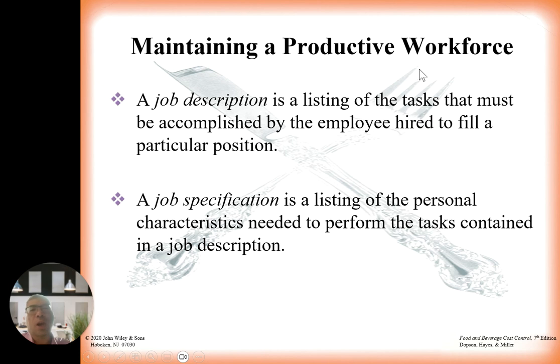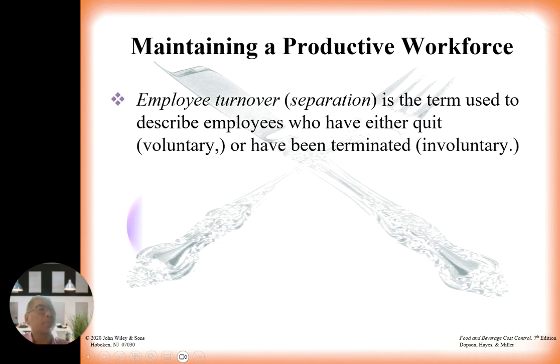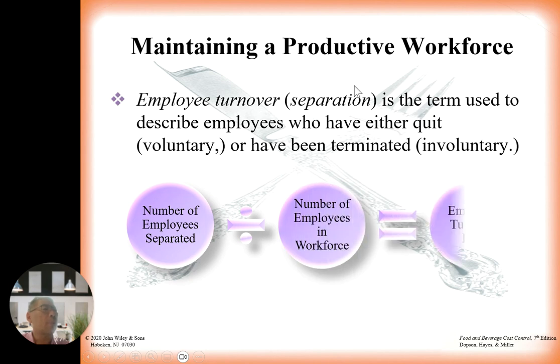In terms of maintaining a productive workforce, a job description is a listing of the tasks that must be accomplished by an employee hired to fulfill a particular job. A job specification is a listing of the personal characteristics needed to perform the tasks contained in the job description. Employee turnover, which is separation, is a term used to describe employees who have either quit voluntarily or been terminated involuntarily. The number of employees separated divided by the number of employees in the workforce equals the employee turnover ratio.